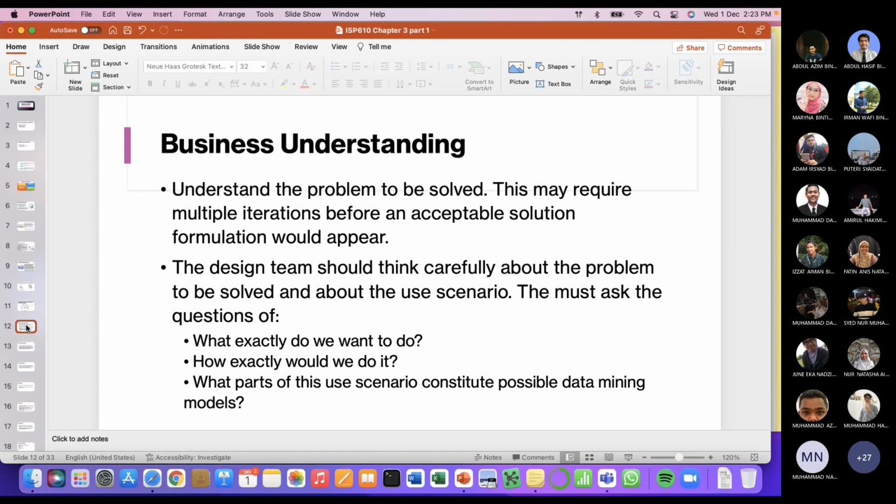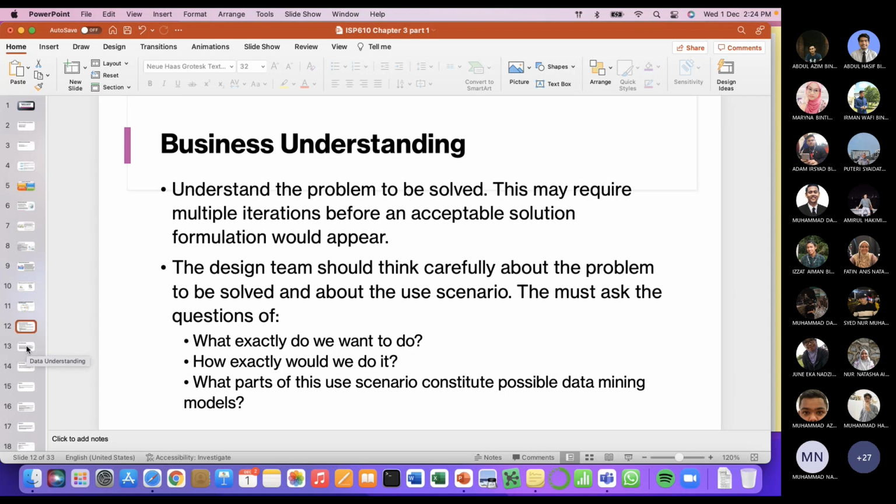The problem and also the scenario that they are trying to solve. And there are a few questions that should be asked. For example, what exactly do we want to do? How exactly would we do it? And what parts of this use scenario constitute possible data mining models? And many other questions. It's not limited to these three questions. That is business understanding.